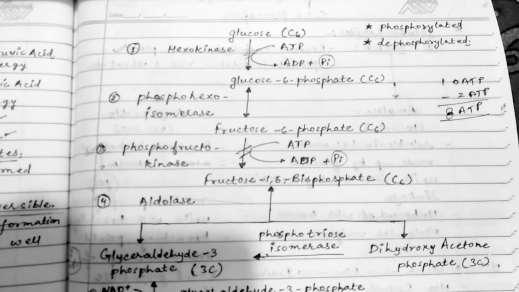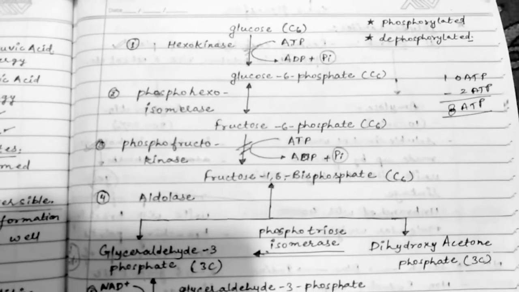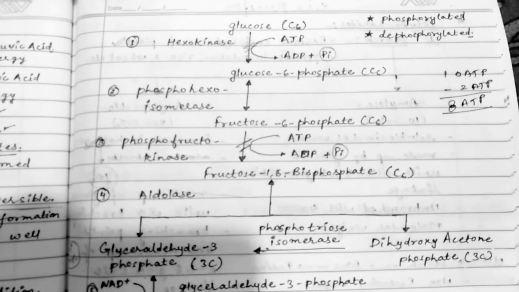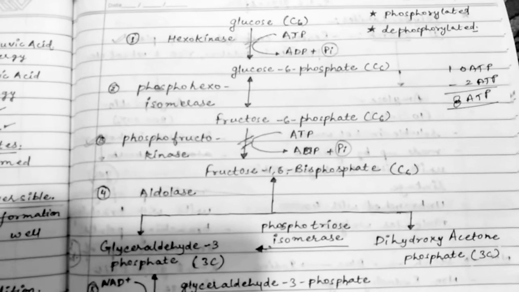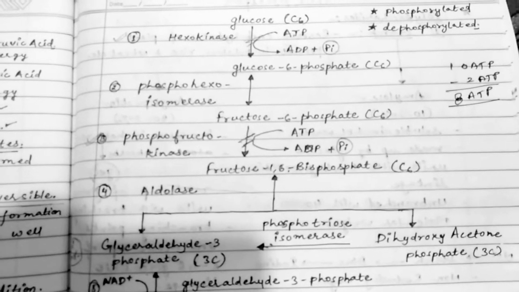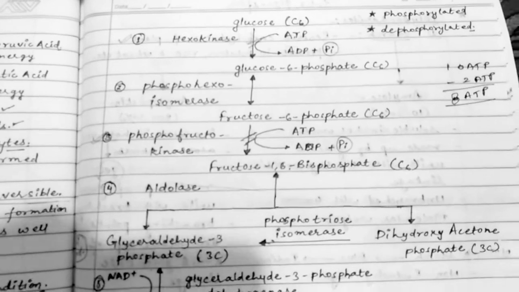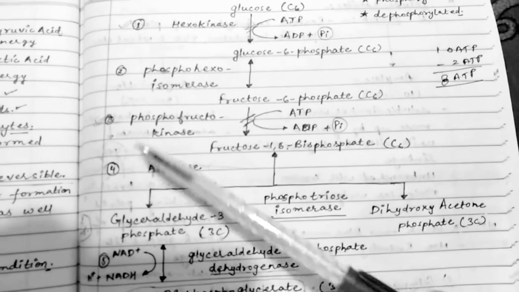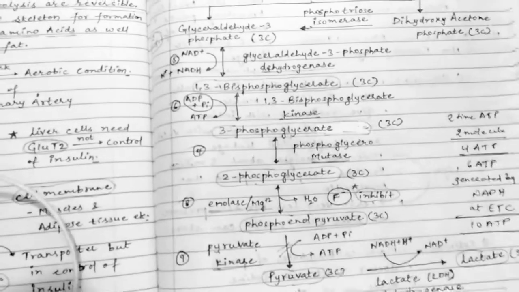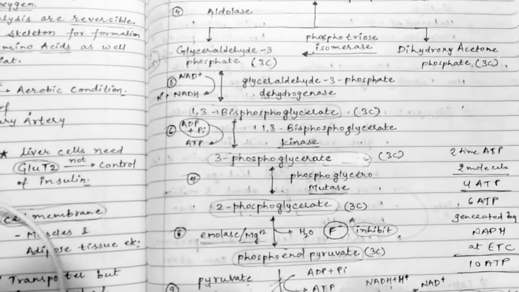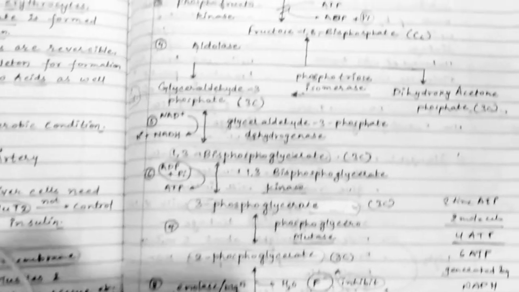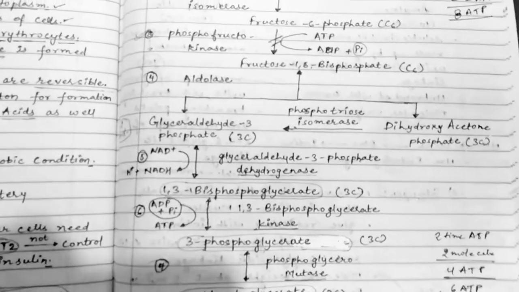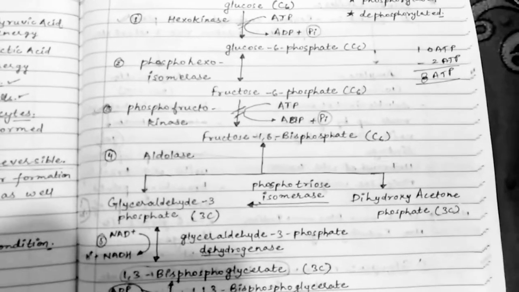So let's start. The pathway of glycolysis is a little bit different, or I can say it takes place in two parts. The first part takes place from step number one to step number four. After that, the pathway is a little bit different, and we will discuss how in this video.